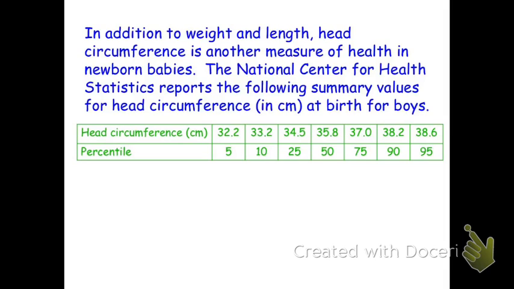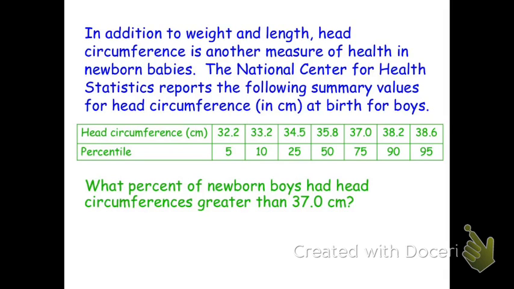This is a very interesting example, about baby's head circumference. When you go to the pediatrician and they give you your height and weight percentile, they can also give you your head circumference percentile. The bottom is the percentile, so what percent of newborns had head circumferences greater than 37? 25%, because 37 is at the 75th percentile, so 25% are above that.